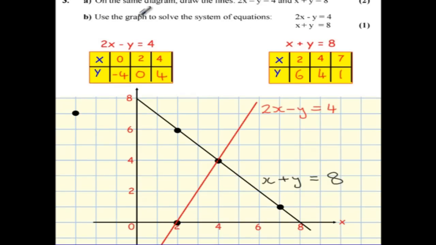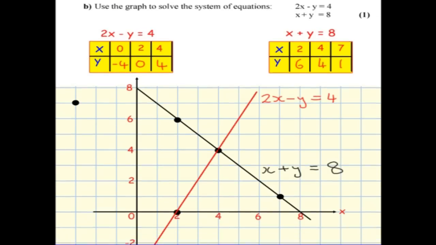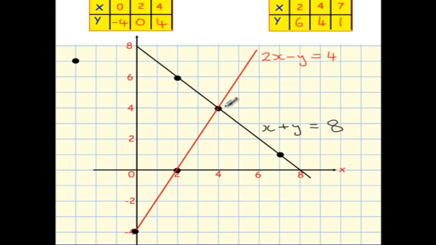In the question, we're asked to use the graph to solve the system of equations. And all we need to do now is to choose the point where the 2 lines meet. So the solution of the system of equations is the point 4, 4, or we could write x equals 4, y equals 4.